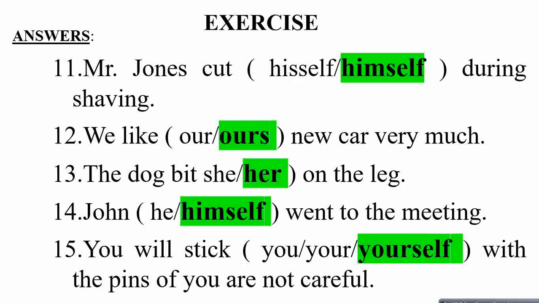Question 13, the dog bit she on or her on the leg. So the dog bit her on the leg. It's about the leg which belongs to that girl, right? Question 14, John he or himself went to the meeting. The action was conducted by John himself, all alone, so it is going to be himself. You are telling that the subject performing the action is John.